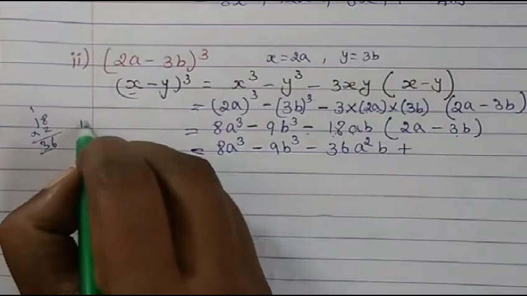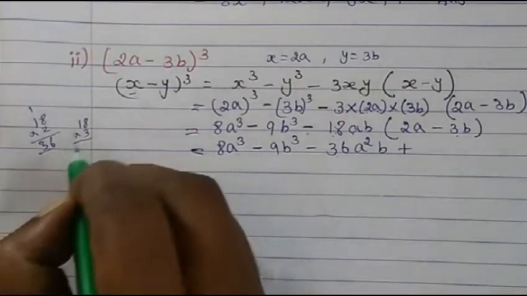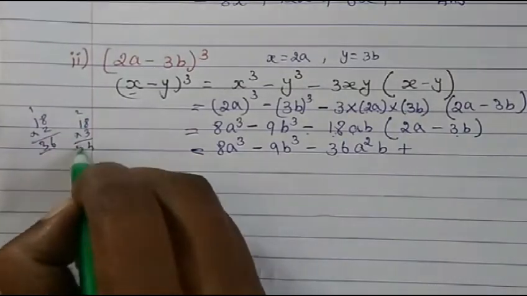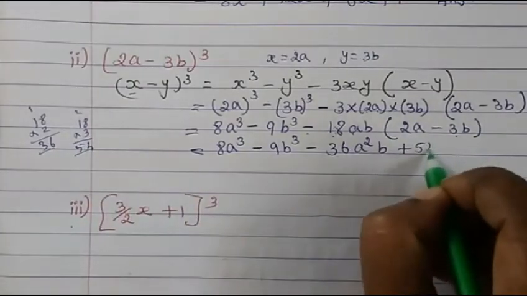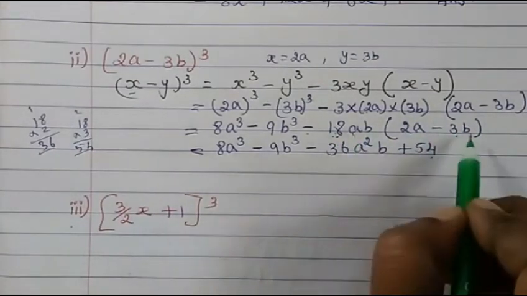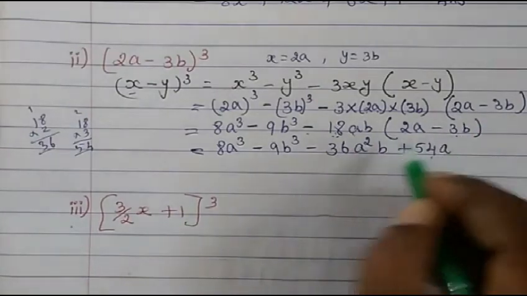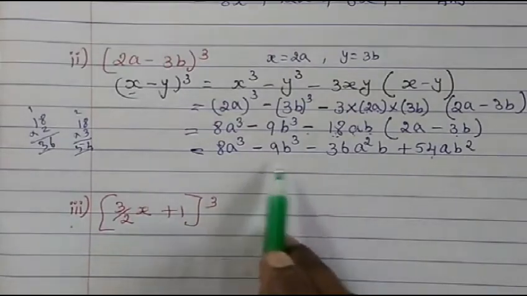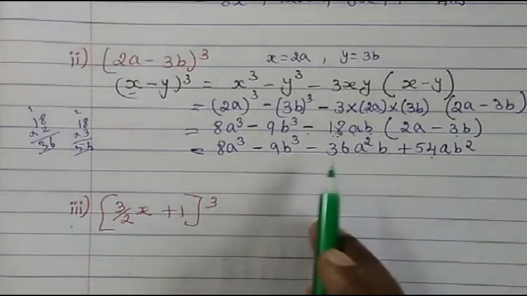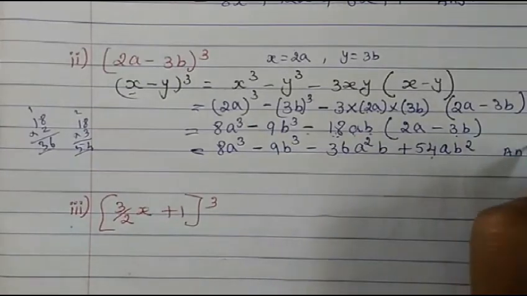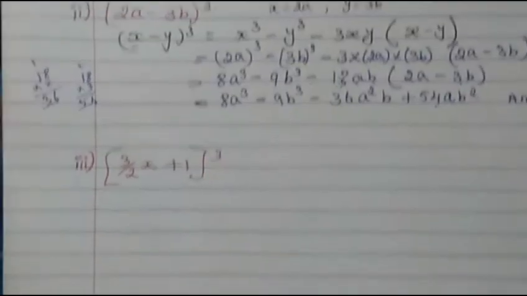Now 18 into 3. So 18 into 3 will give us 54. Then A is not here, we'll write B as it is. Now B into B will become B square. So now is it in the standard form? Yes. The highest degree 3, then comes 2. So this is our answer.